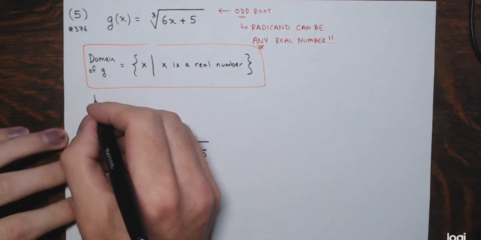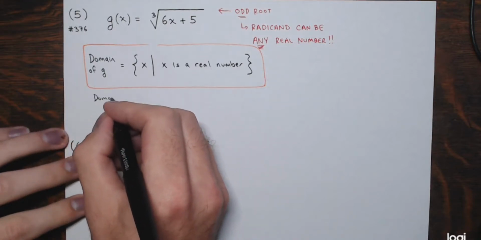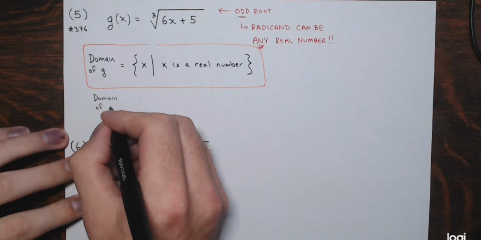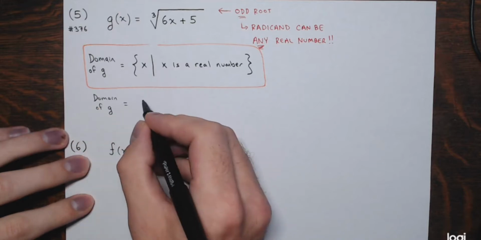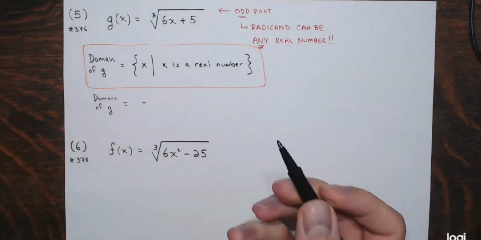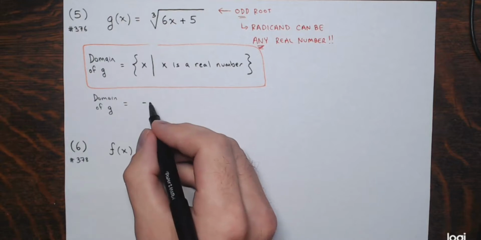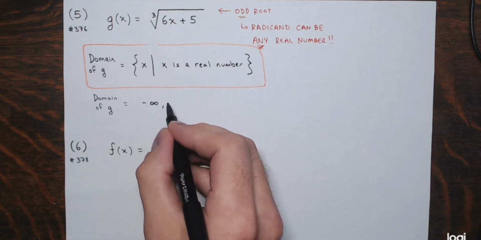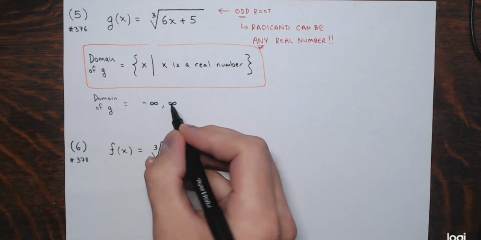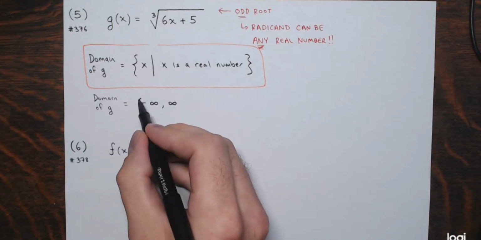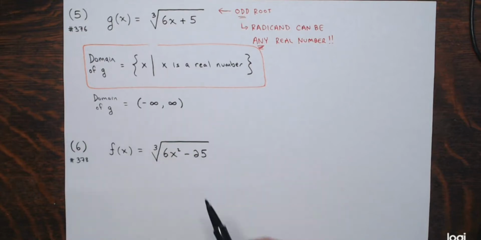All right, and the interval notation for this, you may recall from a previous video as well. The domain of g, you can plug in anything on the entire real number line. So that's from the far left, from negative infinity, to the far right, to positive infinity, and always parentheses on the infinities.